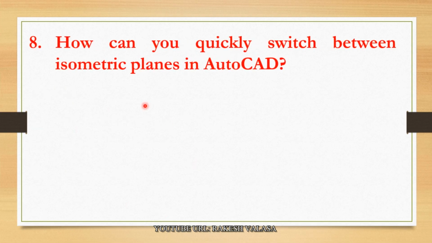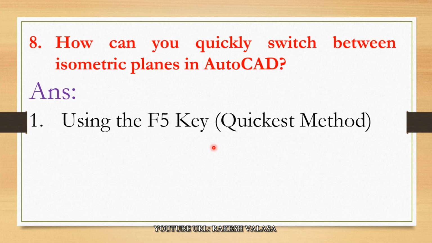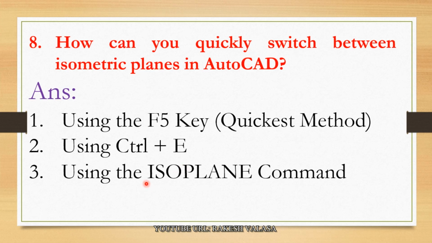Question number 8. How can you quickly switch between isometric planes in AutoCAD? Here three different methods are there. First one is using the F5 key. This is the quickest method. The second one is using the shortcut key, that is Control plus E. That means hold the Control button and press the E letter. Third option, using the isoplane command. These are the three methods to quickly switch between isometric planes in AutoCAD software.